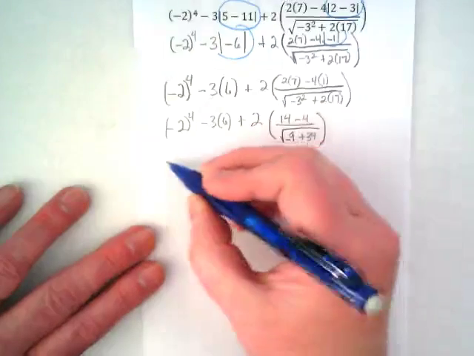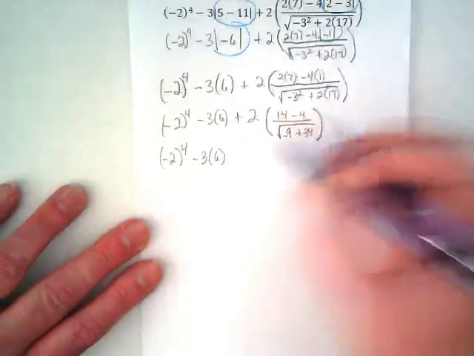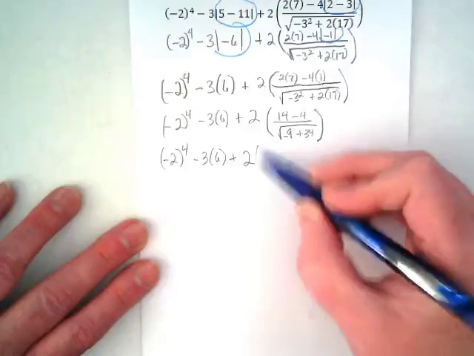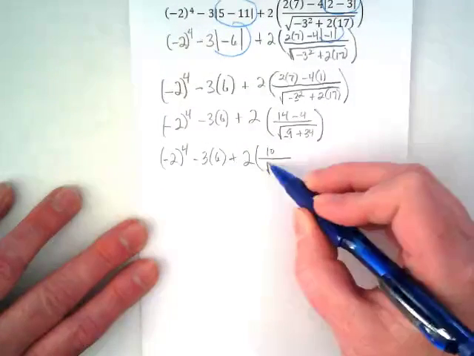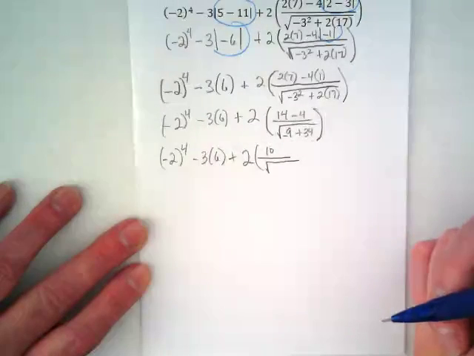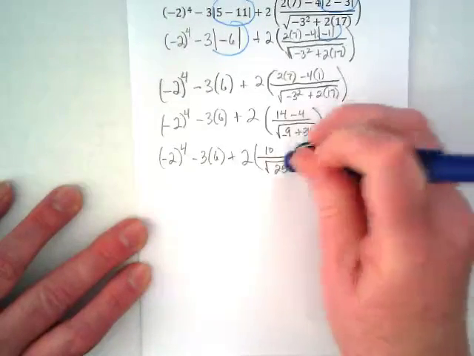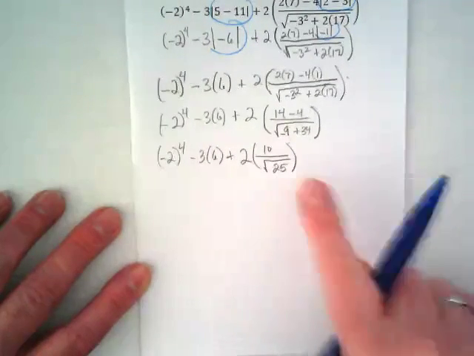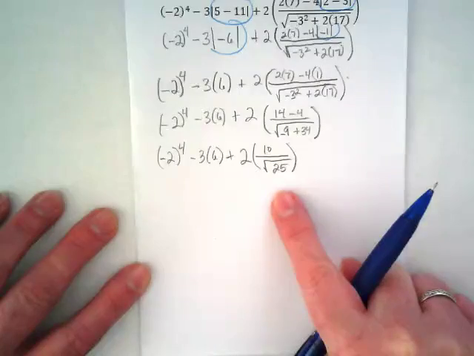Okay, next step, -2 to the 4th power, -3 times 6 plus 2 times this parentheses. What is 14 divided by 4, or minus 4? 10. Over, we're gonna keep the radical, -9 and +34. -9 plus 34 would give us a +25. It's still inside the radical, but we're getting closer to this crazy grouping symbol being taken care of, aren't we?